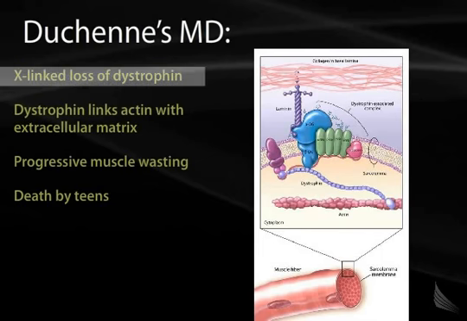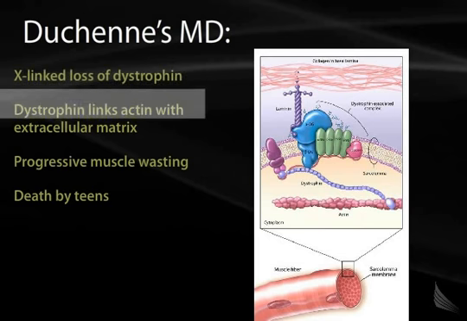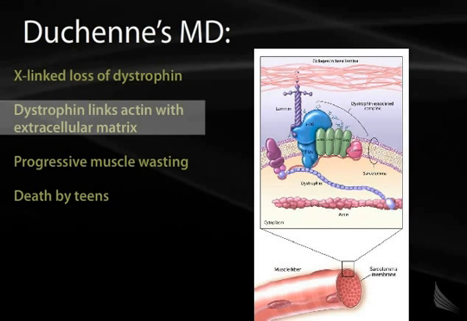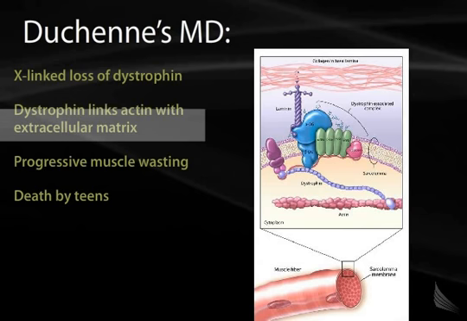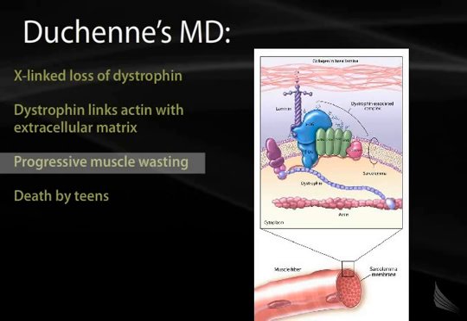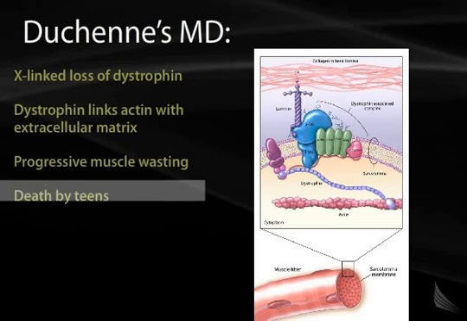This is the X-linked loss of dystrophin, and as shown in the upper right, dystrophin is a molecule which links actin with the extracellular matrix, and this linkage occurs through a complex of proteins associated with the cell membrane. Loss of dystrophin will cause progressive muscle wasting and ultimately death by the teenage years.